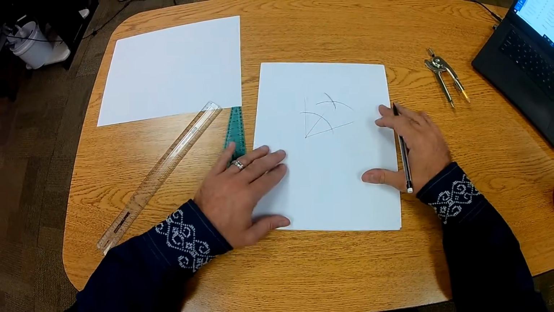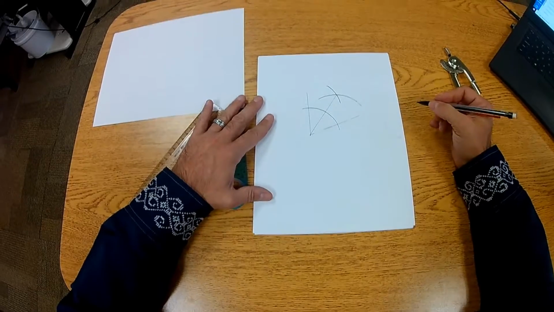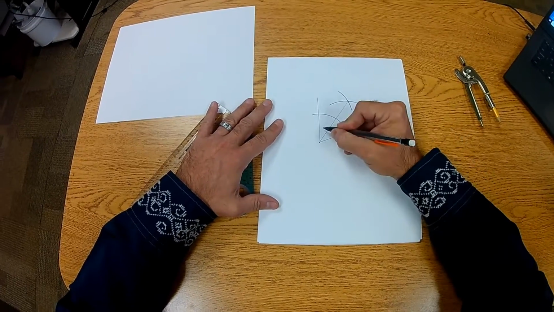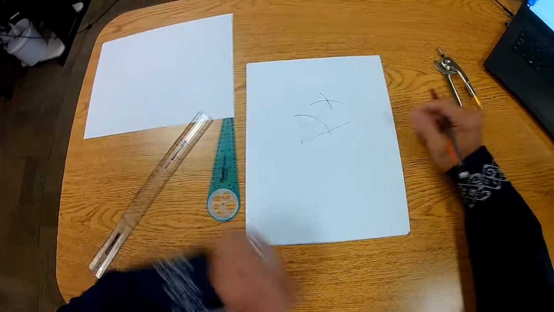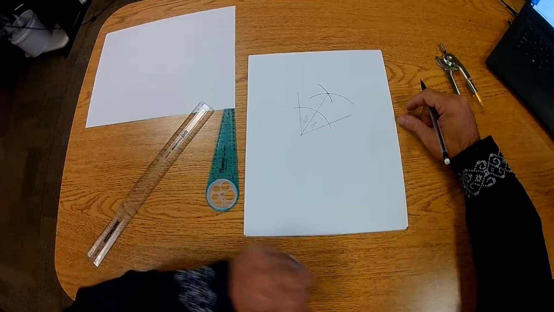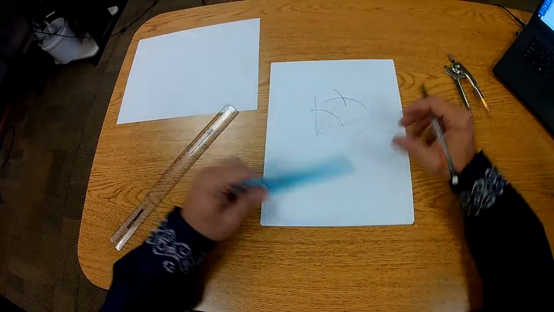And there we go. That is an angle bisector. So if this was 35 degrees, then this is also 35 degrees. A bisector cuts an angle in half. Okay? So we cut an angle in half.